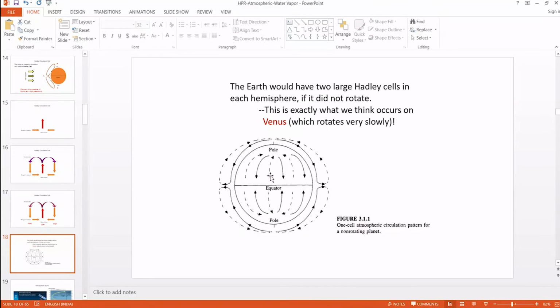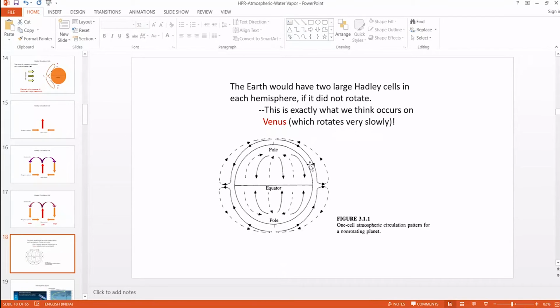Okay, but this problem is not as simple as that, because there is not only solar radiation. In addition to that, there is the earth rotation. Okay, because this figure shows the case without earth rotation. If there is no earth rotation, then there are only two Hadley cells, one in each hemisphere. Okay, so this perfectly applies to Venus, where it rotates very slowly.